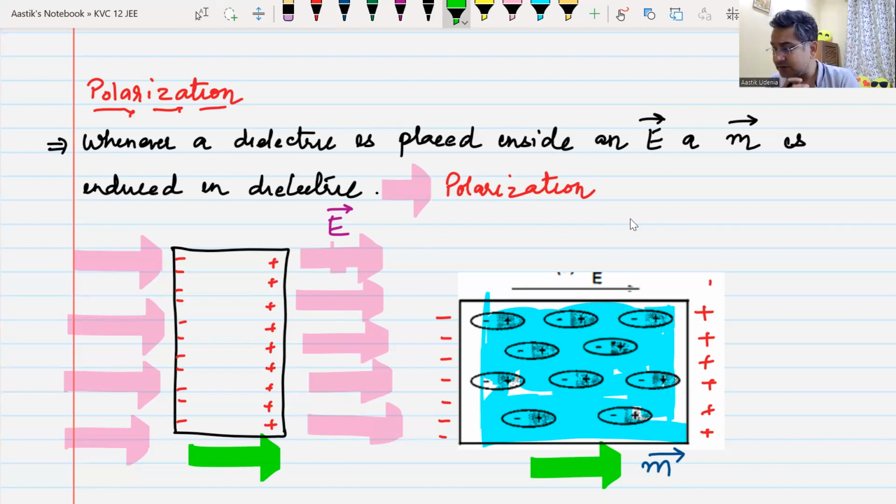Anyone understands this? Yes, sir. Can I have a raise of hand? Now I'll give you 2 minutes. Draw the diagram. This is just for your understanding and nothing else.